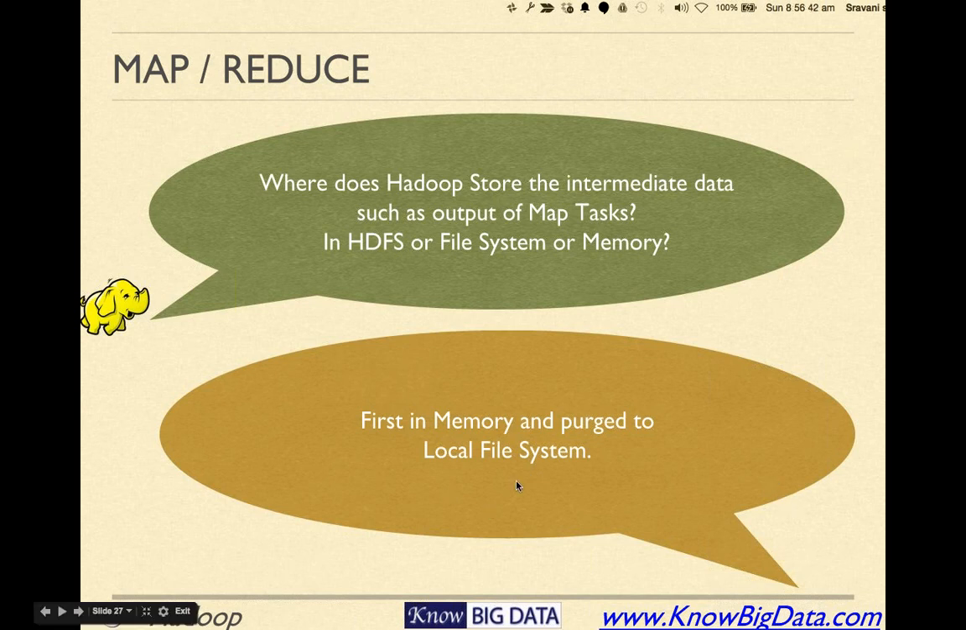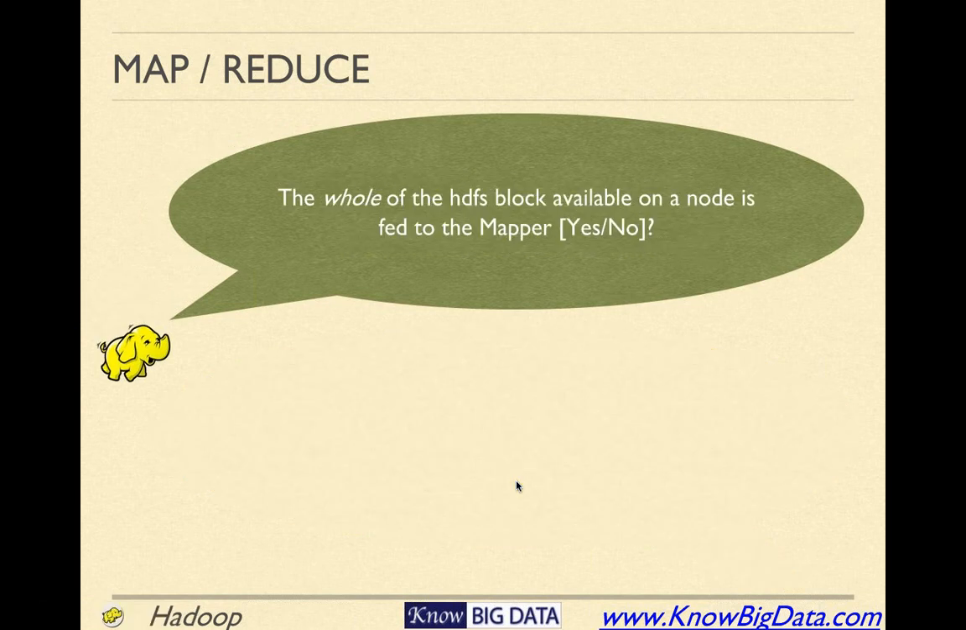All right. The whole of the HDFS block is available on a node that is fed to the mapper. So again, your mapper gets the data from your file, right? For each line, we were executing our map logic in the case of word count and all of our problems previously. So if the file is broken down into blocks, this block's data will be given to the mapper. Now the question is, will the whole block's data be fed into the mapper, or will there be a difference?